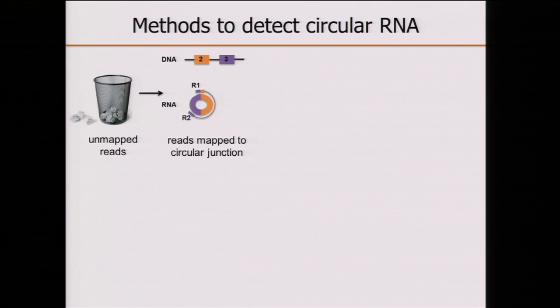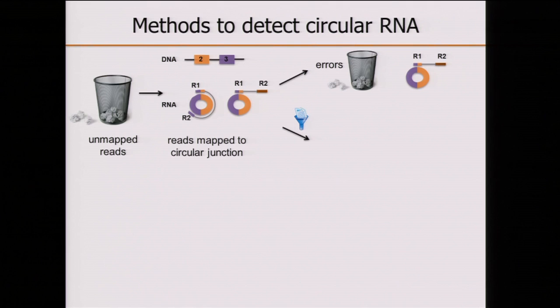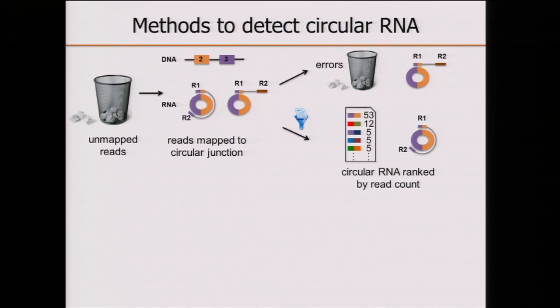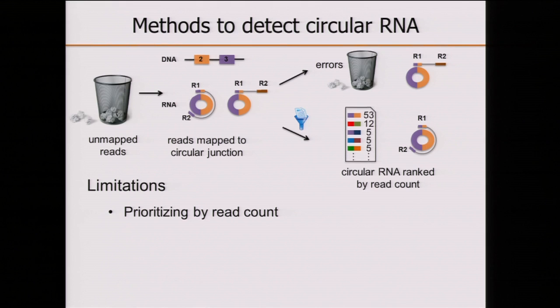But sometimes you'll get errors in the data, and so you'll end up with a read 2 that mapped somewhere outside of that circle. And so these are going to be discarded as errors. And then there are other common known sources of false positives, and so those can be filtered out as well. And what you end up with is this list of circular RNA that's prioritized by read count. But these methods have very significant limitations. And the largest one is this prioritizing by read count.